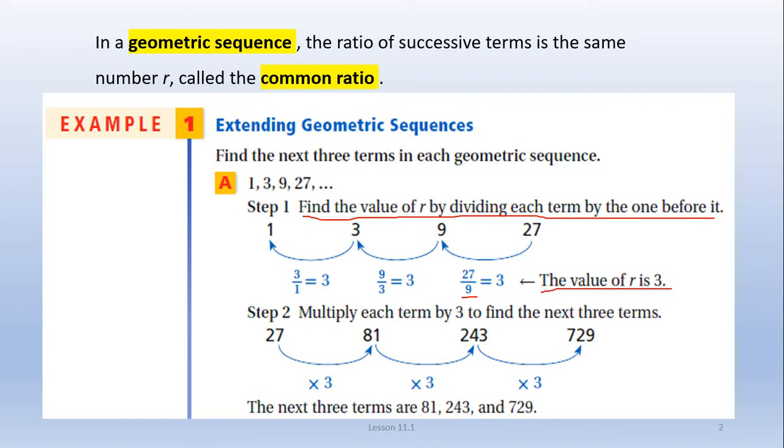Now, how to find the next three terms? Of course, you have to do the same as in the sequence: multiply the last term, which is 27, by 3 to get 81, and then multiply 81 by 3 to get 243, and multiply by 3 to get 729. These are the next three terms of this sequence.